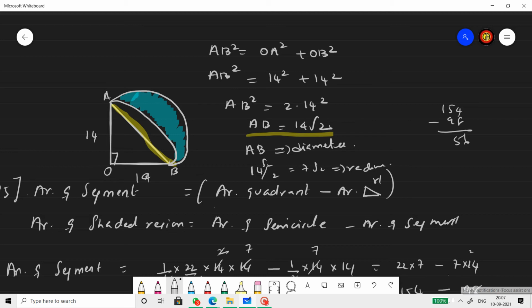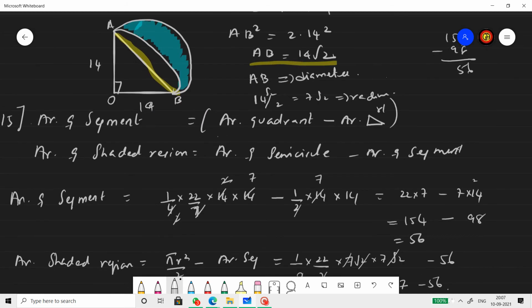Mind you, BC is a diameter, not the radius. So directly divide that by 2. With that, you get the radius as 7 root 2. So BC is a diameter, and the radius of the semicircle is 7 root 2.